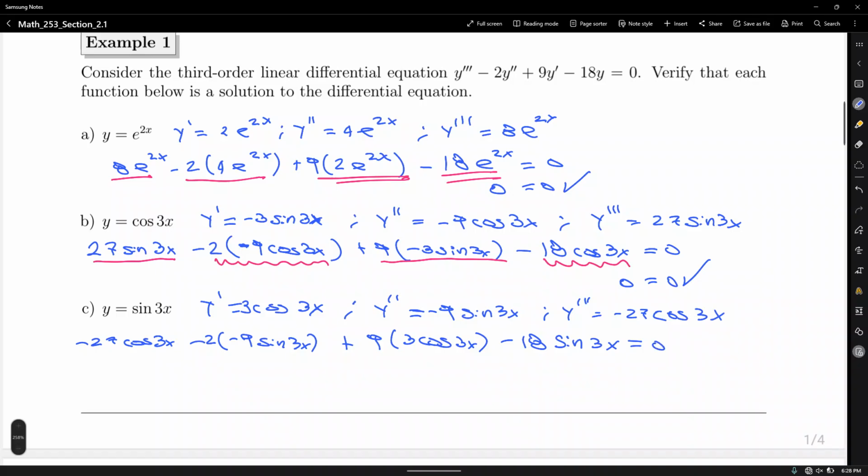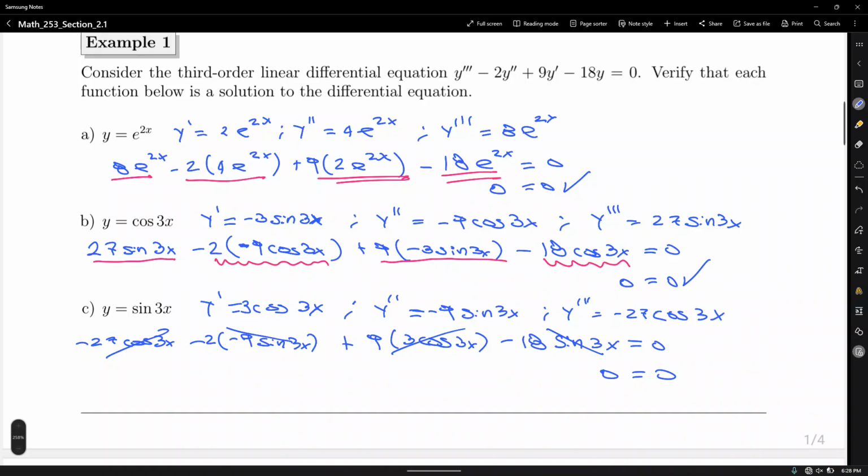Do we have another 0 equals 0? So the cosines, negative 27 plus 27 cosines, cancel out. And negatives and negatives, 18 sines minus 18 sines, cancel out. 0 equals 0. So an exponential, a cosine, a sine individually, they are solutions for each case, right? They're a solution to these funky differential equations.